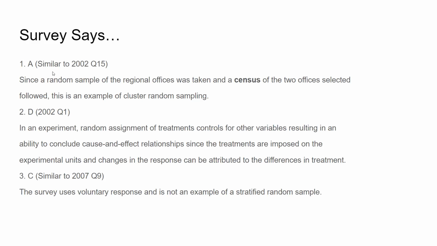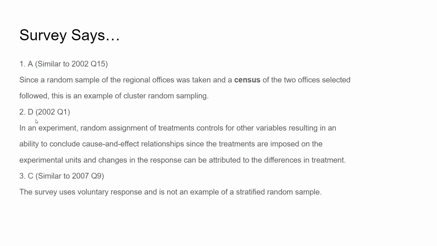Number 1 is A. This is very similar to a problem we did back in 2002. Since a random sample of the regional offices was taken and then a census of the 2 offices selected followed, this is an example of cluster random sampling. So the regional offices operate like clusters. Then 2 of them were chosen, and they surveyed everybody in those 2 offices. So they did a census of the 2 offices. That's cluster random sampling.